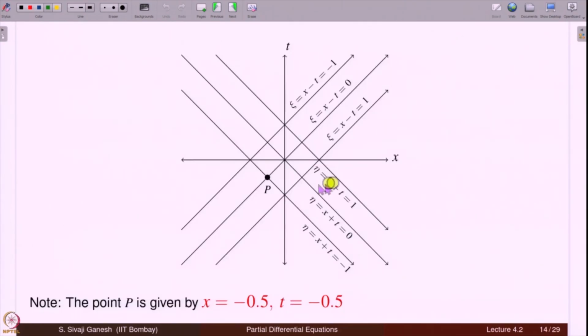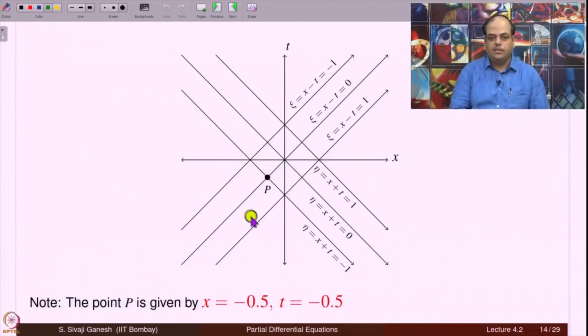So, this is our original x and t coordinate system and this is xi and eta, xi equal to x minus t, eta equal to x plus t, they are orthogonal because c equal to 1. Look at this point P. This point P in terms of xt coordinates is given by x equal to minus 0.5, t equal to minus 0.5. In terms of xi eta, it is lying on this line x equal to t. So, xi is 0 and eta is minus 1.